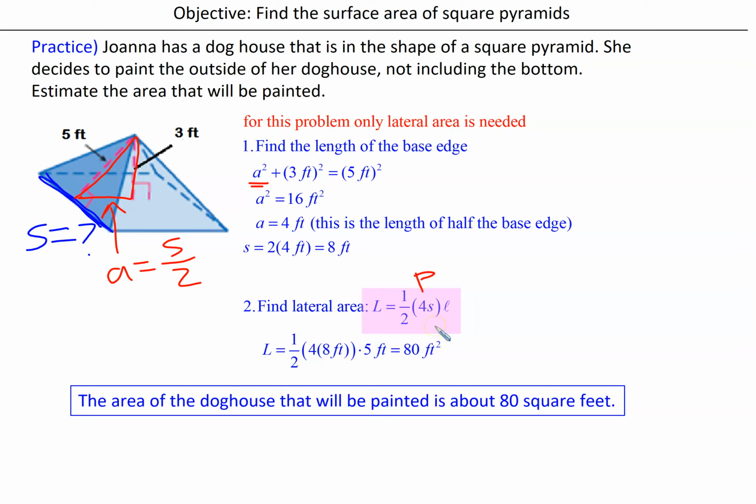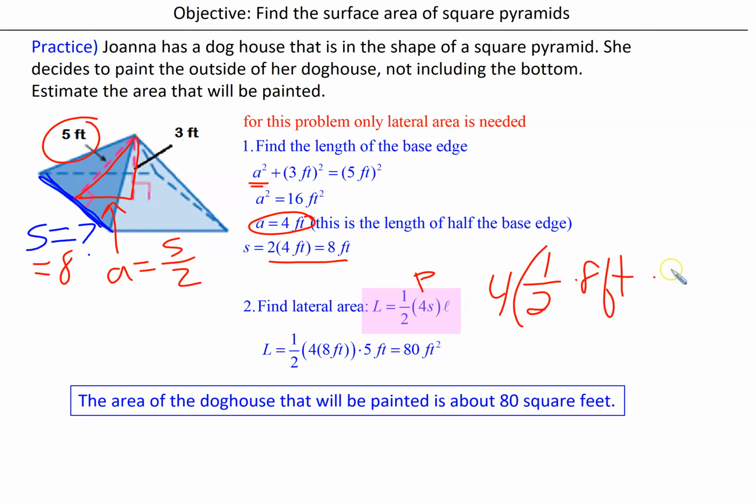4S, times the slant height L, or setting it up for triangle areas, so 4 times area of a triangle, 1/2. The base edge measurement, remember, would be twice that A value, so 2 times 4 gives us 8. That gave us 8 feet, times our slant height, which we had to realize was the 5 feet. So that's half of 40, which is 20, and 20 times 4, which gives us 80 square feet. All right, let's move on.